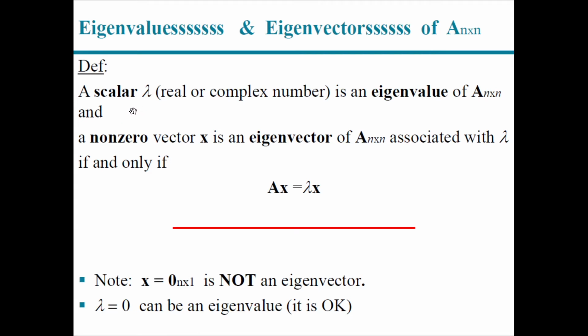So this is just a reminder of the definition with which we started. A scalar lambda is an eigenvalue of a matrix A, and a non-zero vector X is an eigenvector of A, associated with the eigenvalue lambda, if and only if this equation is satisfied. And again, it's super important to remember that 0 is not an eigenvector, even though it belongs to all eigenspaces. And remember that lambda equals 0 is just fine as an eigenvalue. By now, we know that all square matrices that are not invertible have 0 as an eigenvalue. So you can have the same number that is an eigenvalue for many, many matrices. That's just fine.